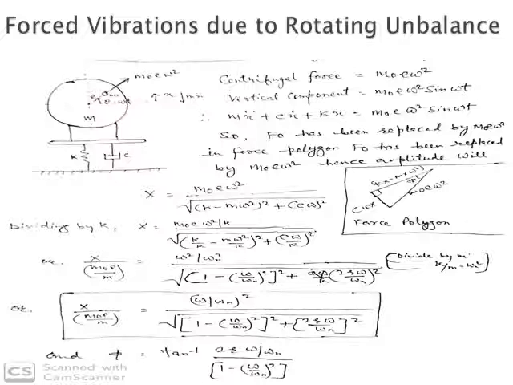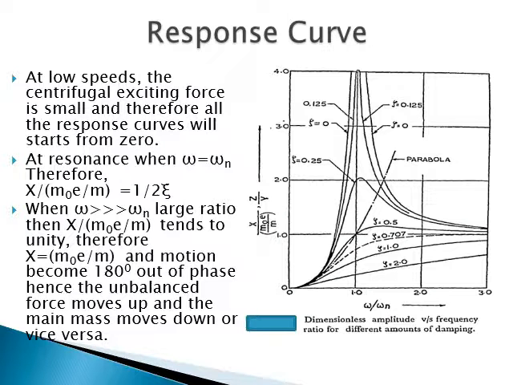So the amplitude is calculated from this equation. Similarly, the phase angle phi is also calculated. Response curve: the difference between the earlier curve and this curve is that it starts from 0, whereas the earlier curve started from 1. This is because at low speed the centrifugal exciting force is small, and therefore all the response curves start from 0.